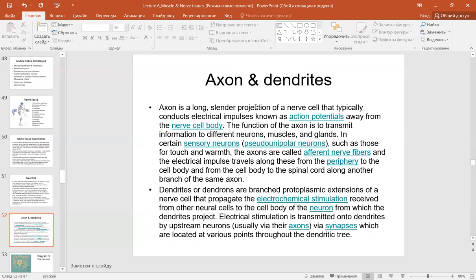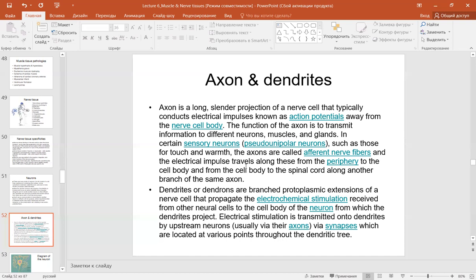Axon is a long, slender projection of the nerve cell that typically conducts electrical impulses known as action potentials away from the nerve cell body to the periphery. The function of the axon is to transmit information to different neurons, muscles, and glands. But in certain sensory neurons, called pseudo-unipolar neurons, for example, such as those for touch and warmth, the axons are called afferent nerve fibers. And the electrical impulse travels along this from the periphery to the cell body and from the cell body to the spinal cord along another branch of the same axon.